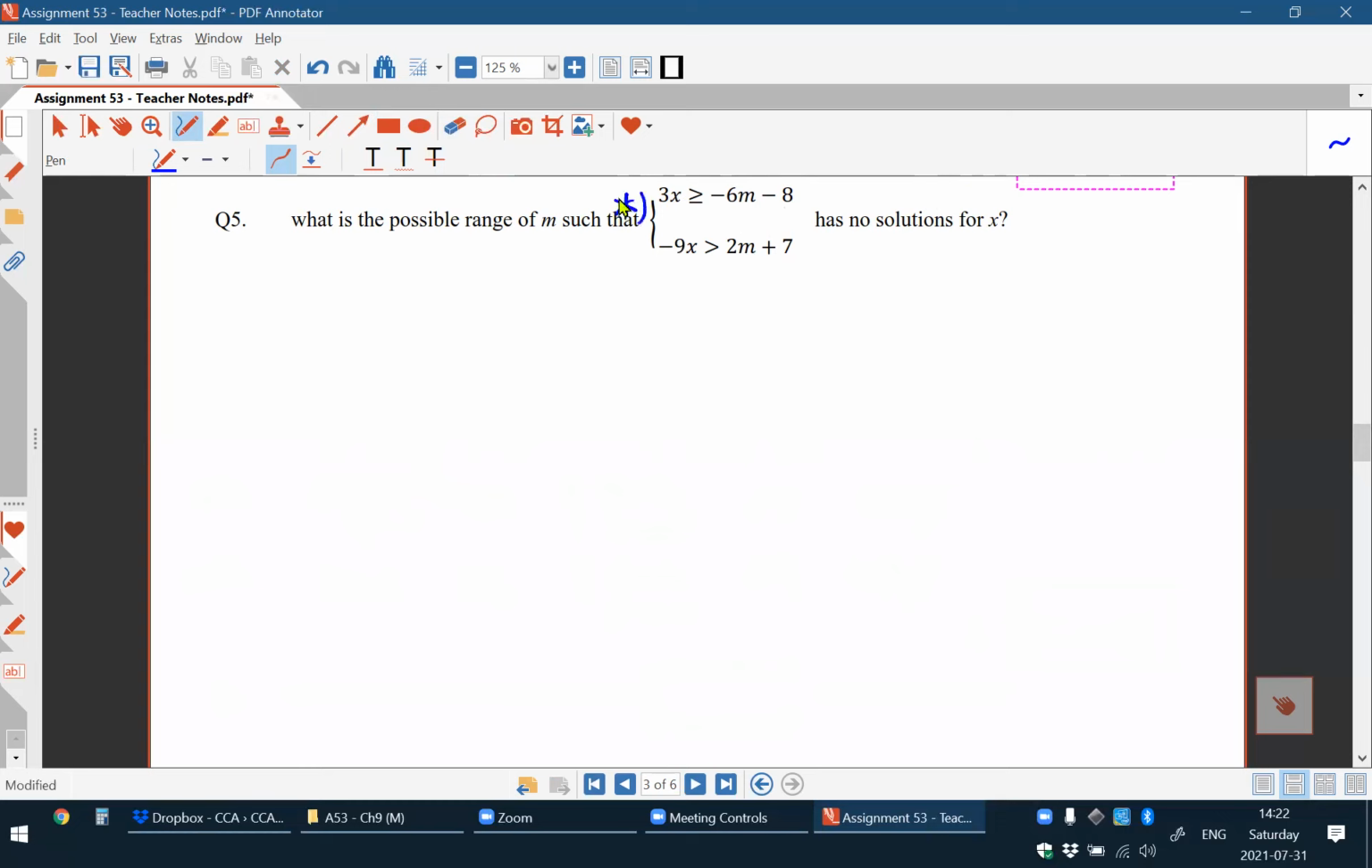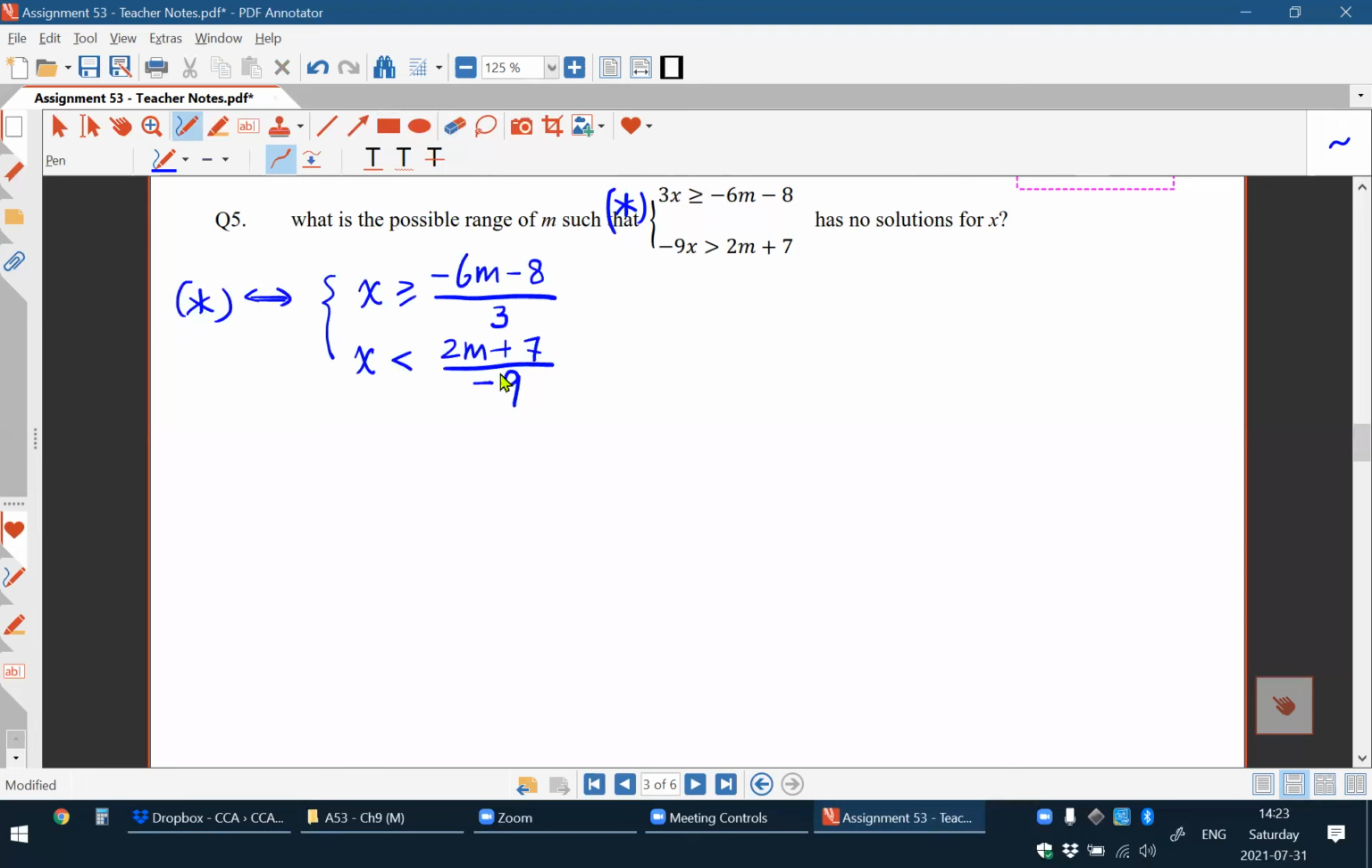System star is equivalent to, first of all, x should be greater than or equal to minus 6m minus 8 over 3. Remember that if we divide both sides using a positive number 3, we don't change the direction of the inequality symbol here, right? Second, x should be less than 2m plus 7 over minus 9.